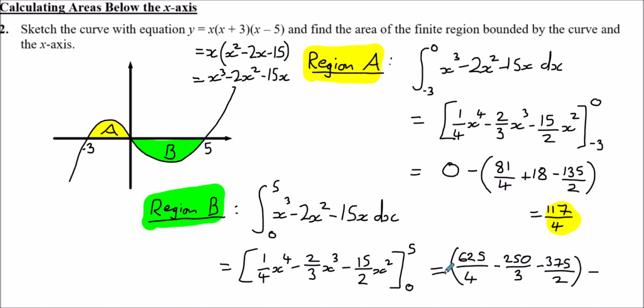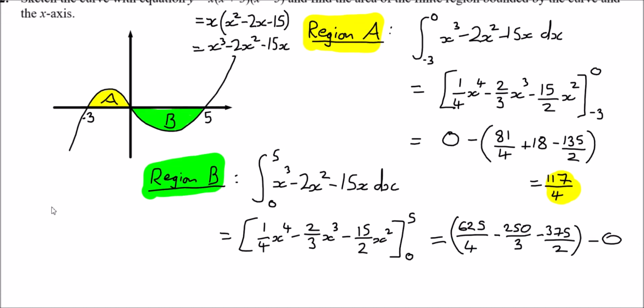Then minus, if you chuck in 0, that just gives us 0. Now this thing here comes out and gives us a negative value. So that comes out at a really awkward looking value of minus 1375 over 12. But if you look here, that's because that's below the x-axis. So actually the area of region B is going to be this, but positive. So that's going to be positive 1375 over 12.